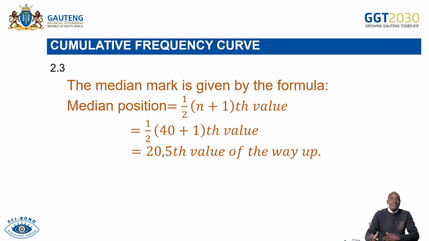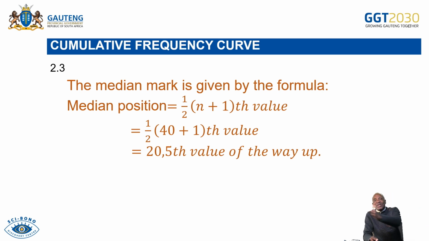Right, so how do we find the median value? Remember, the word median means you are at the center. It's the middle value. So it's going to be half of n plus 1 value, which is half of 41, which is 20.5 of the way up. Remember, the vertical axis represents positions. Those are your frequencies.